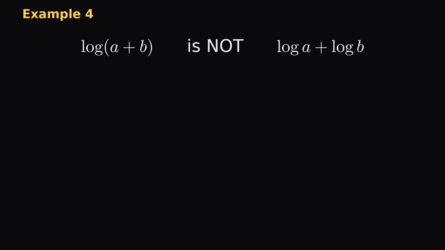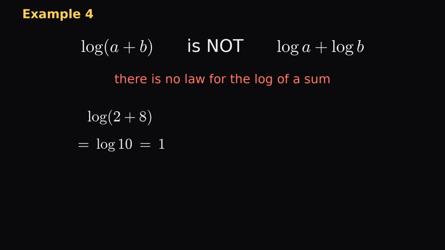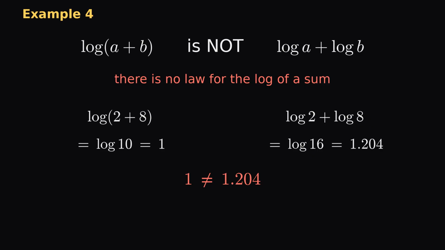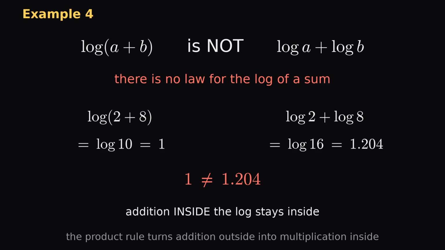Example 4. And this is the one everybody gets wrong. Log of a plus b is not log a plus log b. There is no law for the log of a sum. Watch what happens with numbers. Log of 2 plus 8 is log of 10, which is 1, but log 2 plus log 8 is log of 16, which is 1.204. Those are not equal, and they're not even close. Addition inside the log stays stuck inside. The product rule turns addition outside into multiplication inside. That's the opposite direction.